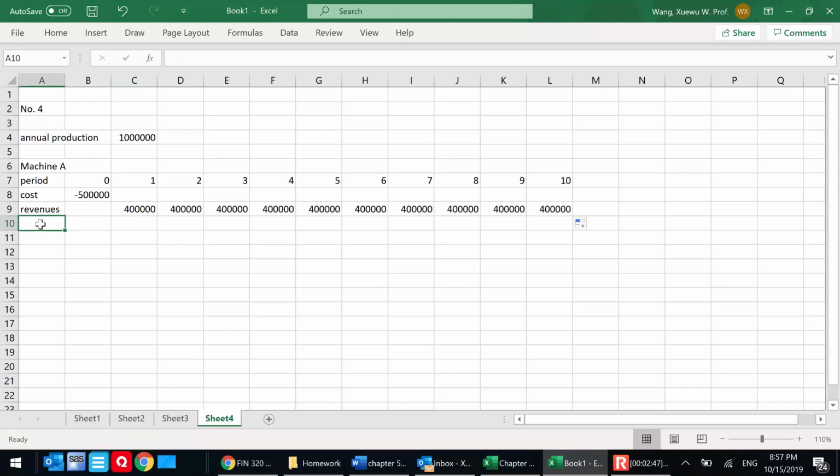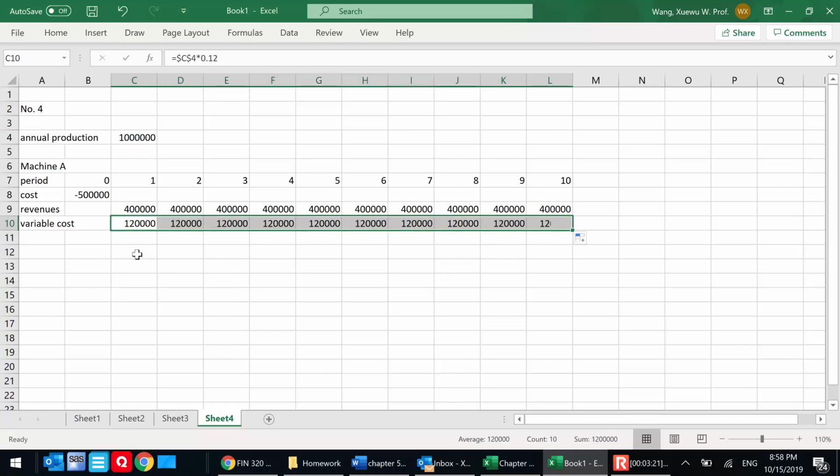And let's look at the variable cost. If you have taken Econ 101, there's a fixed cost, there's a variable cost. The variable cost depends on the production you have. So this is 12 cents per bulb. So it's going to be dollar C dollar four times the unit cost, which is 12 cents. So that's the variable cost. Let me copy this across.